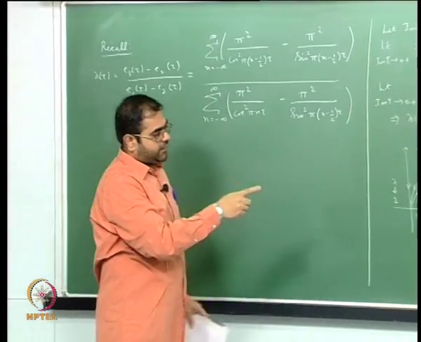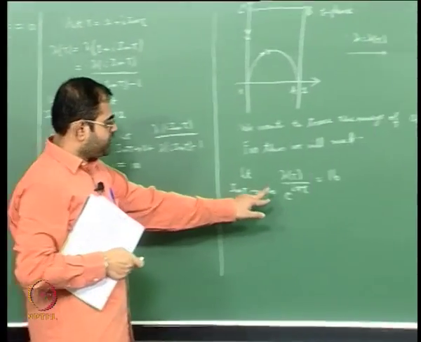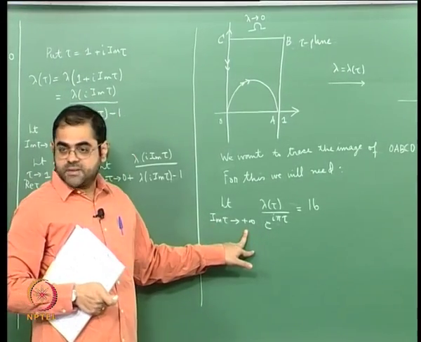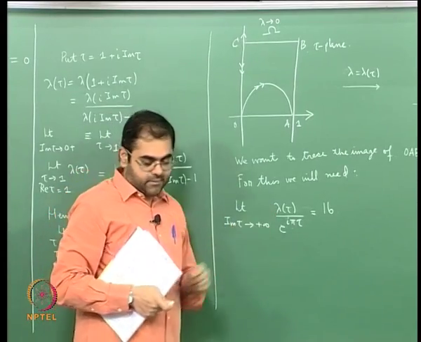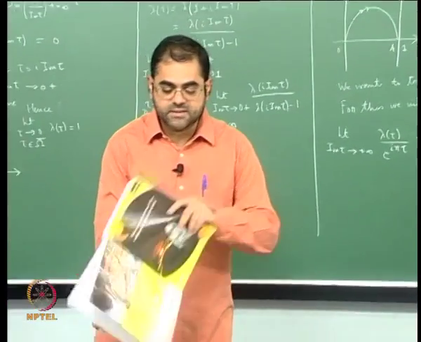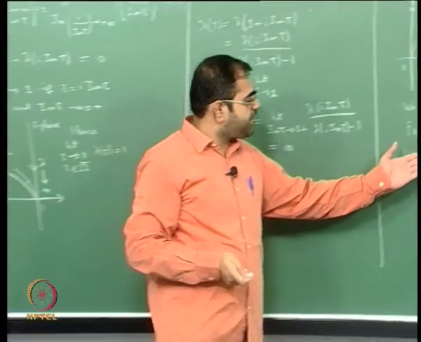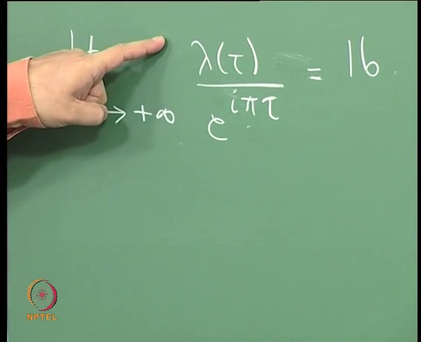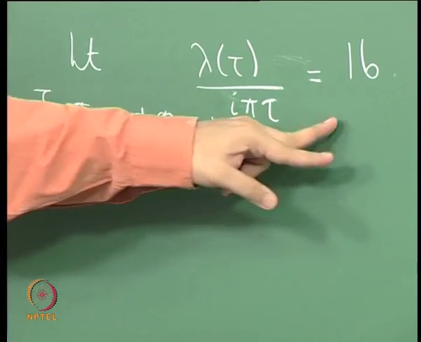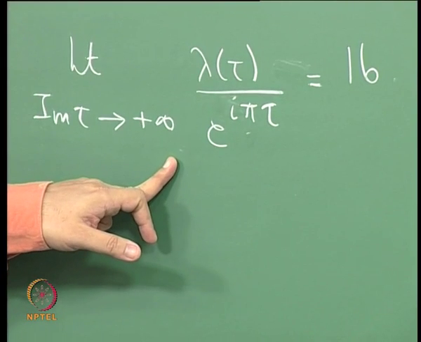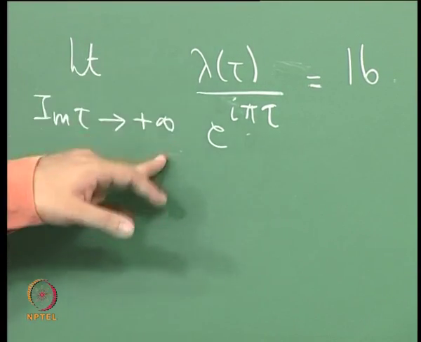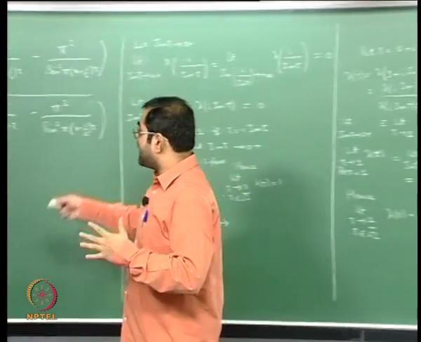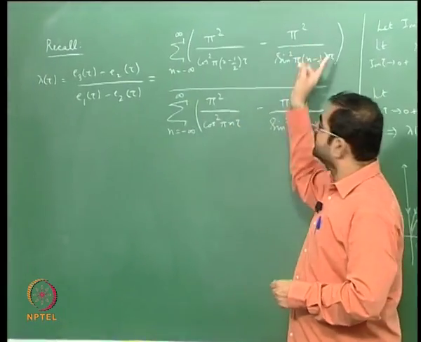I want to compute what happens to lambda of tau by e power i pi tau as the imaginary part of tau goes to plus infinity. I am just comparing the orders to which these two vanish at infinity. Each vanishes at infinity, but the ratio is finite, and that's what this says. But the vanishing of lambda of tau is essentially due to the vanishing of the numerator.